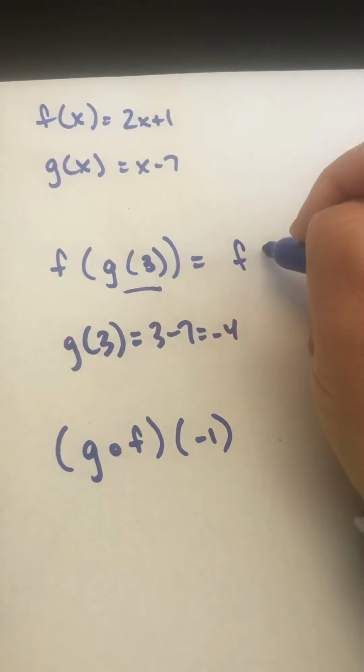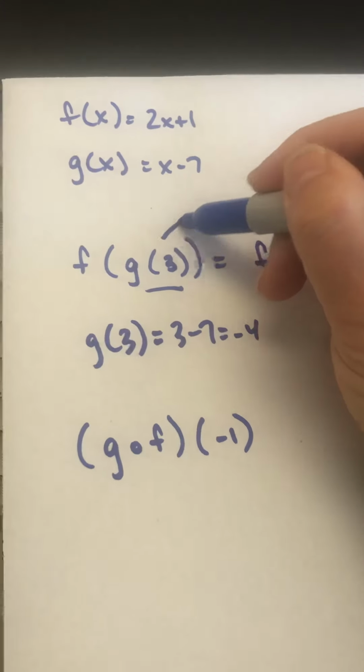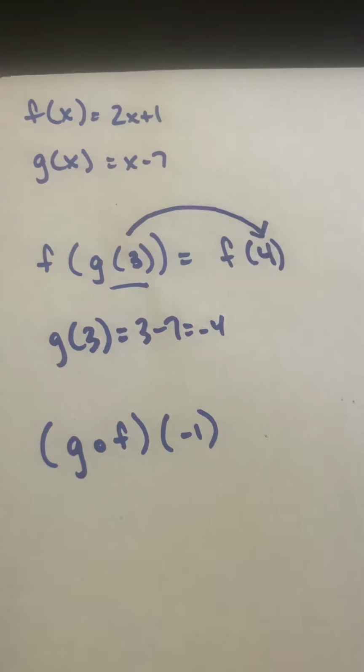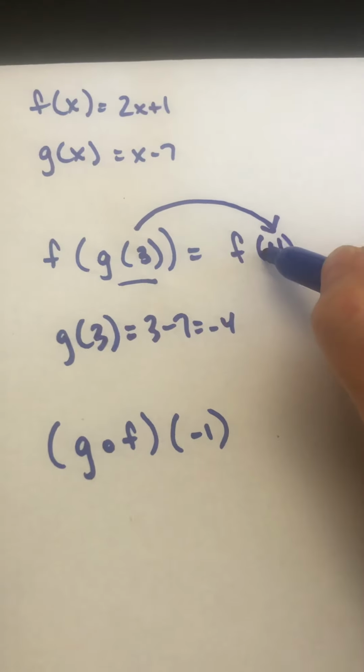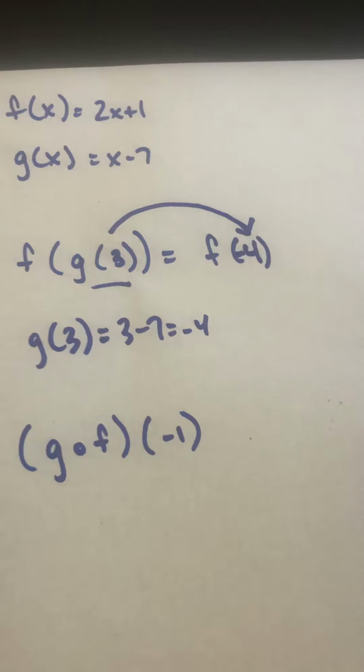So this now becomes f of negative 4. So I'm just replacing the g of 3 with the negative 4 that we just calculated. So now I have to find f of negative 4.